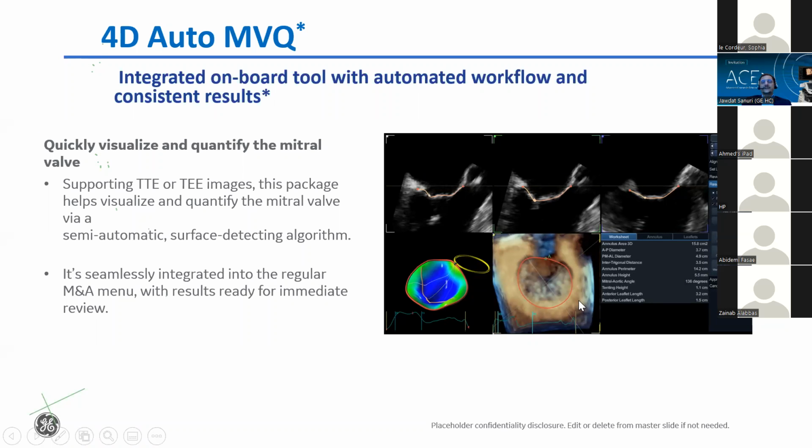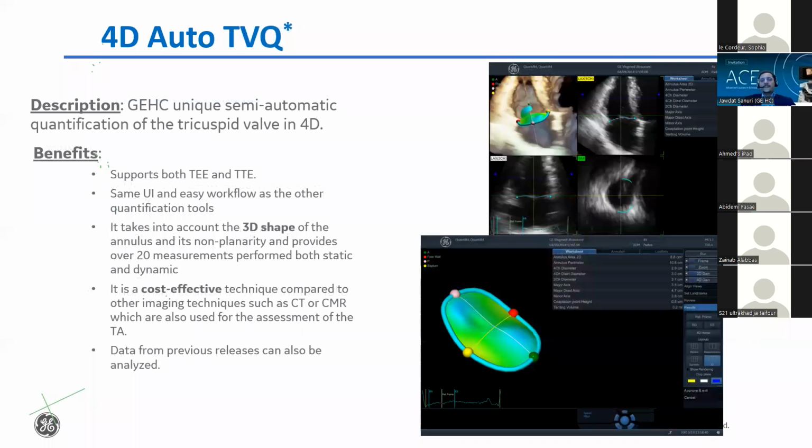Again, most vendors have an equivalent tool for mitral valve, where we do assessment, giving the area of the anterior leaflet versus the area of the posterior leaflet, tenting height, tenting volume, tenting area, even the angle between the mitral annulus and the aortic annulus, for example, for tenting cases, to avoid neo LVOT obstruction. Whatever the anatomy or the cases, we can do full diagnosis of the mitral valve.